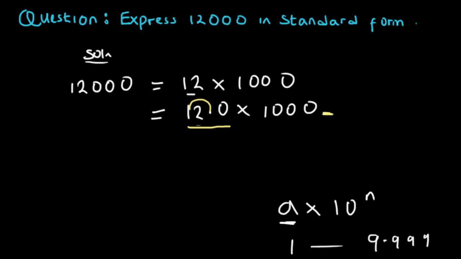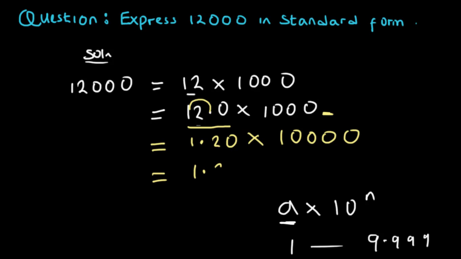Does that make sense? So we are going to be having 1.20 times 1, 2, 3. Then we add another 0 to make it 4. Does that make sense? So we are going to be having 1.2 times 10 raised to power, how many zeros do we have? 1, 2, 3, 4. Times 10 raised to power 4. And this is our answer. Now you can see that 1.2 is between 1 and 9.999.